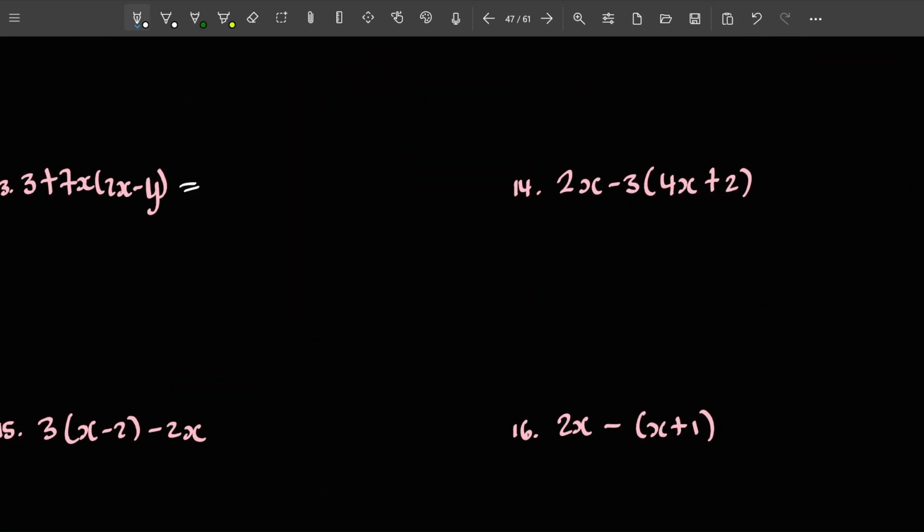I know that 3 is not part of this multiplication. It comes down as it is, because it's not the term just outside. Distributive law says the term just outside. So now this 7x is going to multiply the whole bracket, 2x minus y.